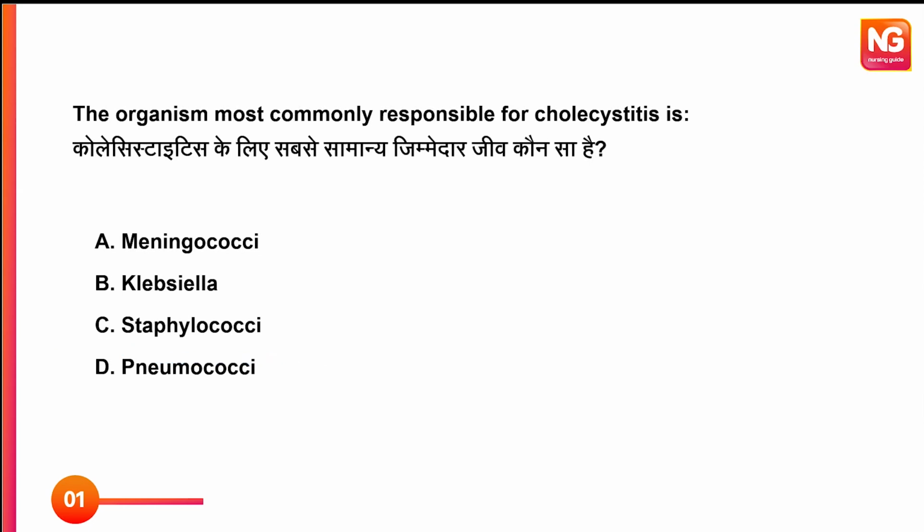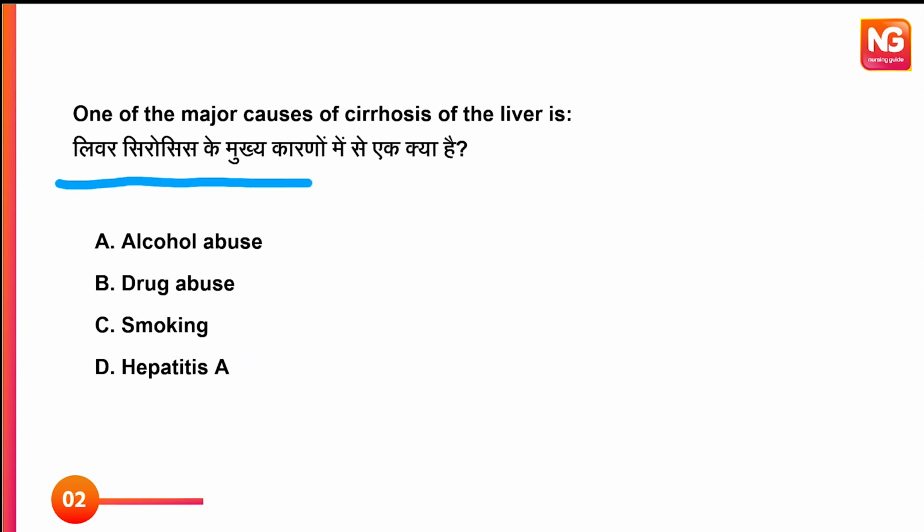Next, one of the major causes of cirrhosis of liver is option A alcohol abuse, option B drug abuse, option C smoking, option D hepatitis A. And the correct answer is option A alcohol abuse. One of the major causes of cirrhosis of liver is alcohol abuse.